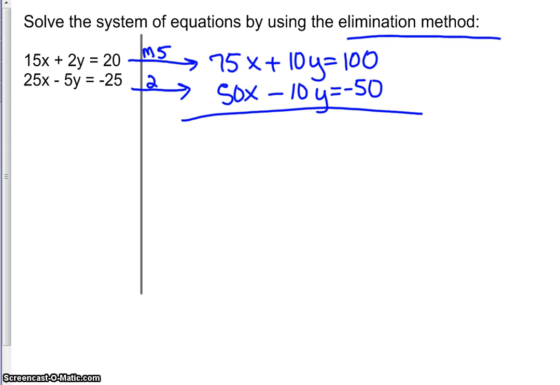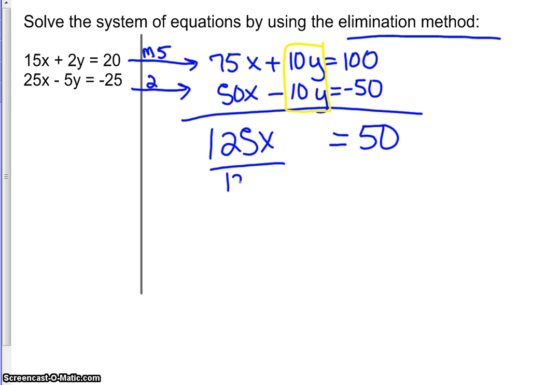Now, the reason that was a smart thing to do is that I can look at this and see that I have a positive 10y and a negative 10y. So if I add those two together, I'm going to get 0y. That's what the elimination method is about. It's about multiplying the whole equation by a value so that when we add both equations together, one of the variables becomes 0. And when it's 0, I'm not even going to write it down.